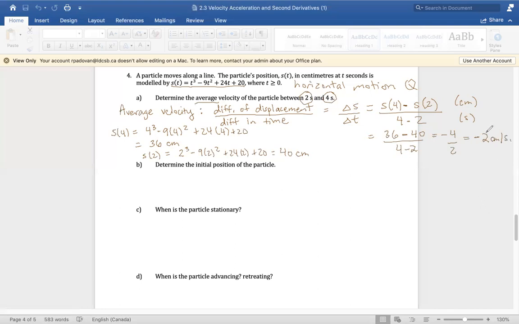So I have the speed, like 2 centimeters per second, but I also have the negative, the movement, right? So just so you can look, if you go to your first page again, and we're talking about horizontal motion, if our velocity is less than 0, then the object is moving to the left or retreating, right?